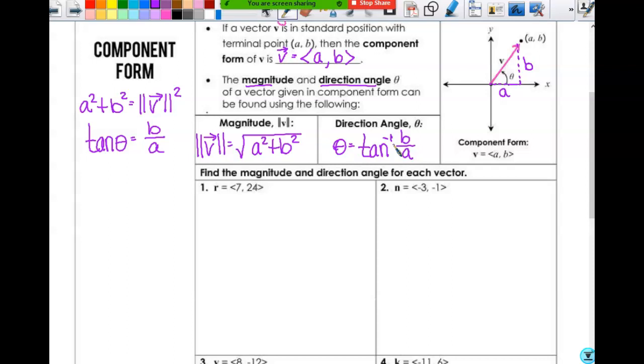So now we are going to find the magnitude and direction for each angle. Unless there's questions. Are there any questions?